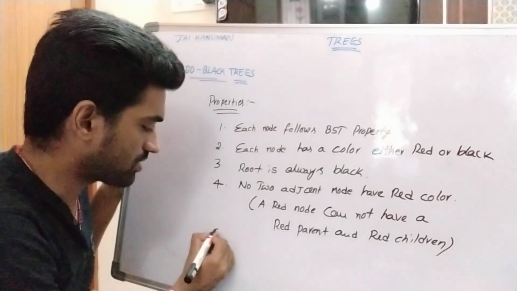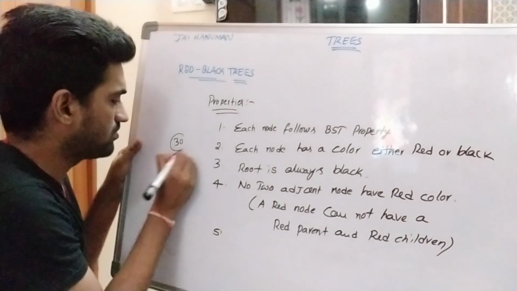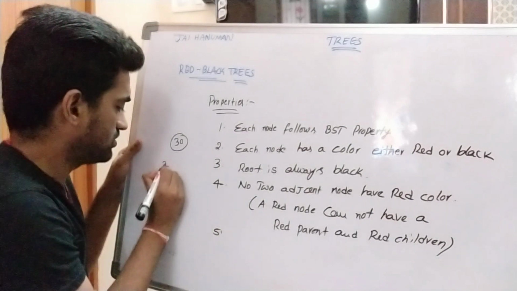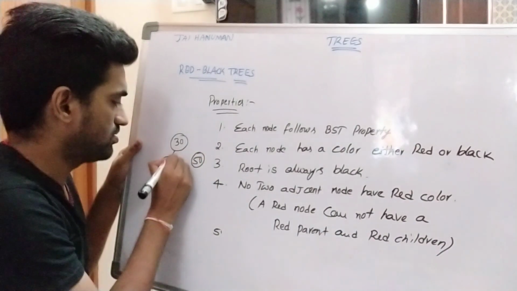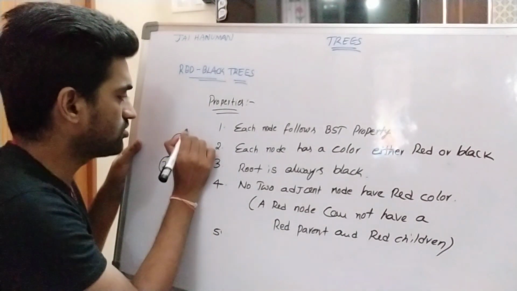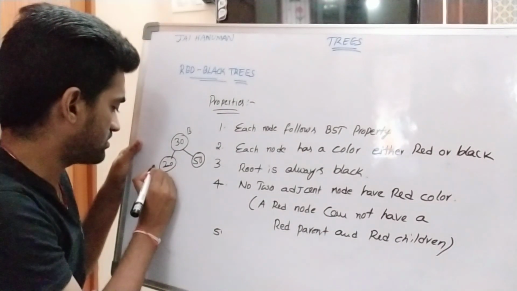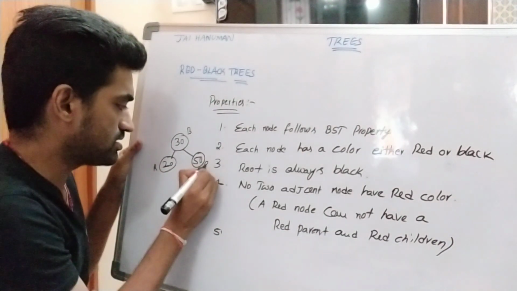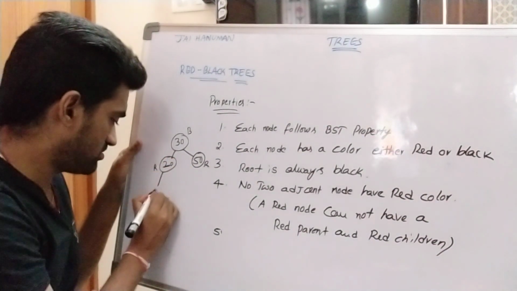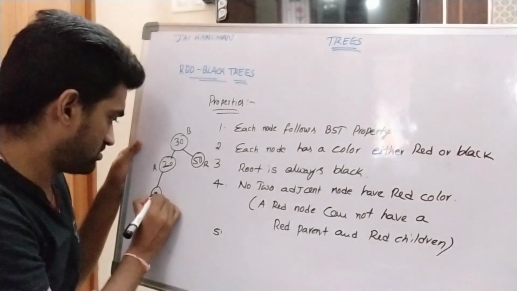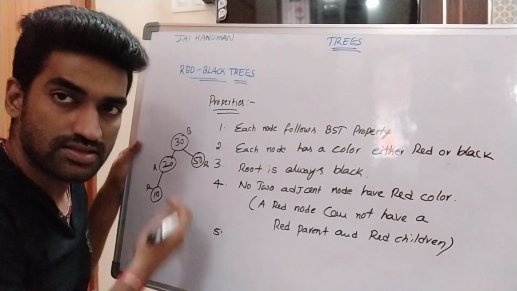So this is the fourth property. For example, I am considering 30, 20, 50. Now suppose I am considering the root. So root is always black. So here this is red, this is red. Suppose I want to insert a new node into this one. So here 10. So suppose this can be labeled as red. This is not a red black tree.